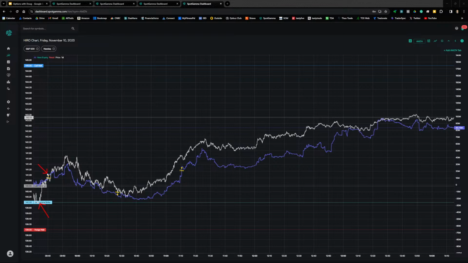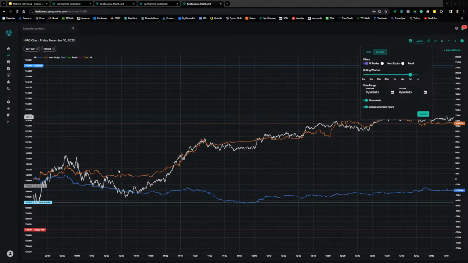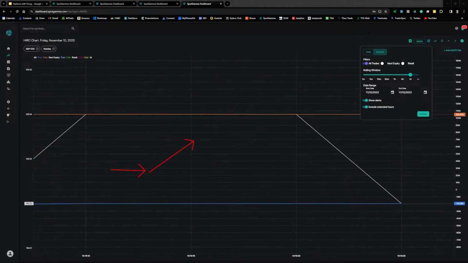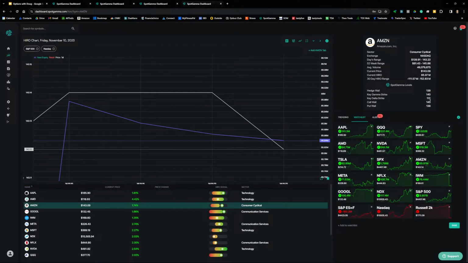Flow alert. Pull back, another flow alert. And then right around 10:45, price starts moving higher. Separate out puts and calls again. So call buyers take their foot off the gas right around 10:50. They start buying calls again. All right, that's Amazon.